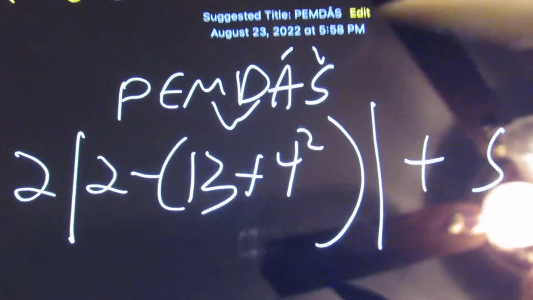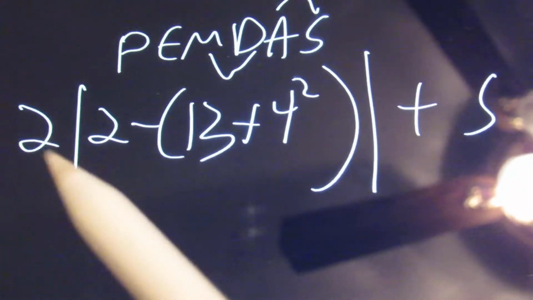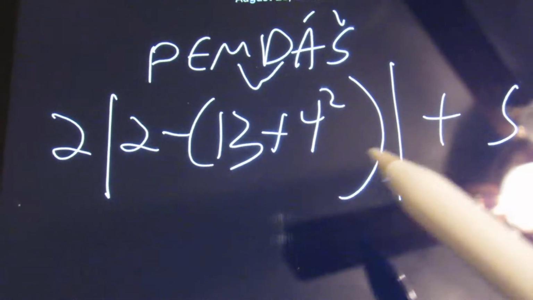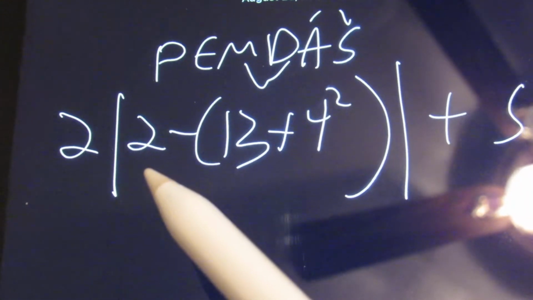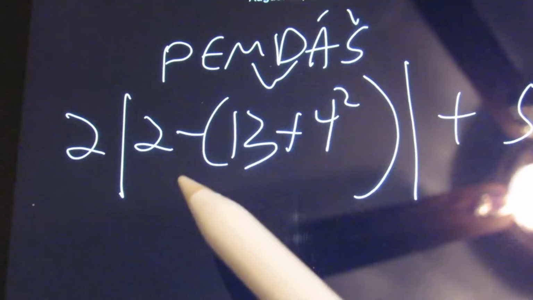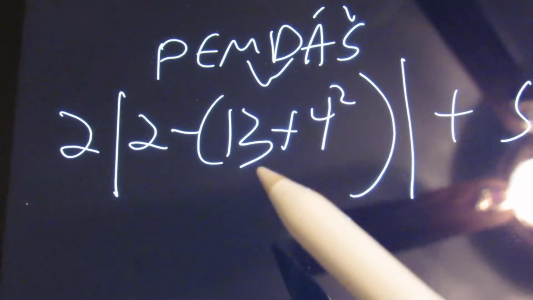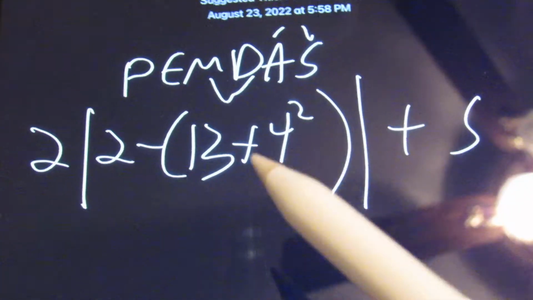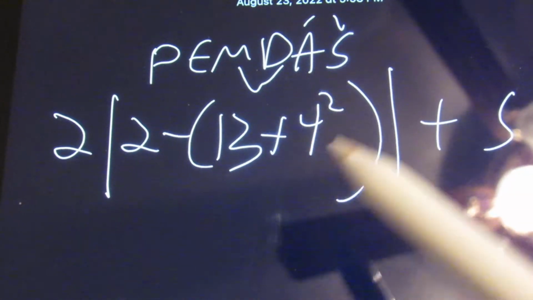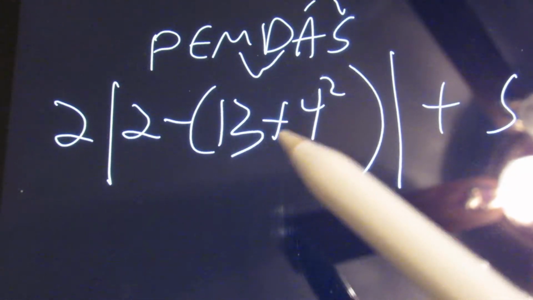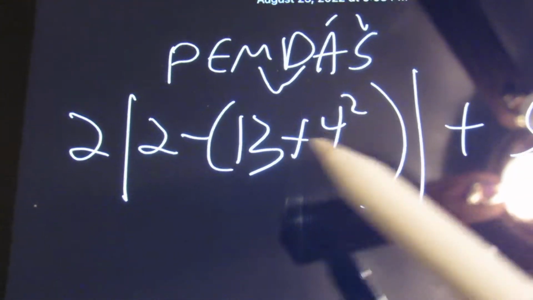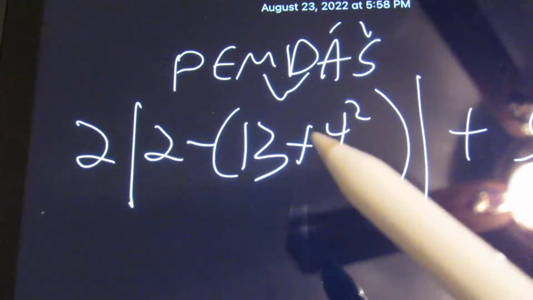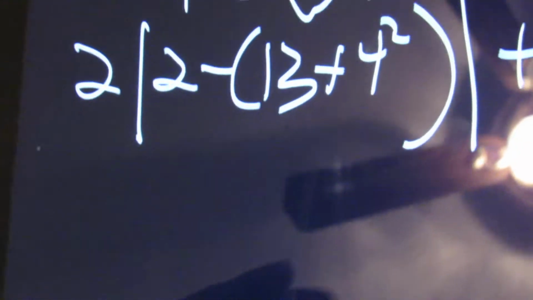So here, the question is 2 times the absolute value of 2 minus, in parentheses, 13 plus 4 squared, and then plus 5. So we're going to do the very inner parentheses first. And in the parentheses, we see that we have an exponent, so we have to do that exponent before the addition.